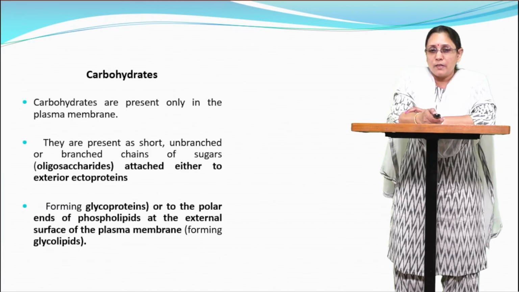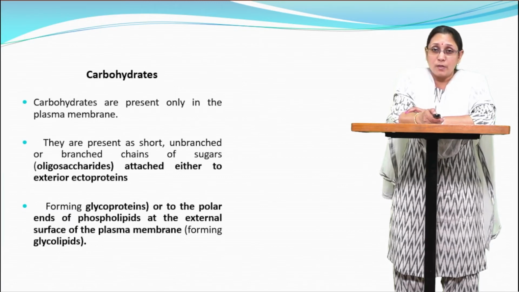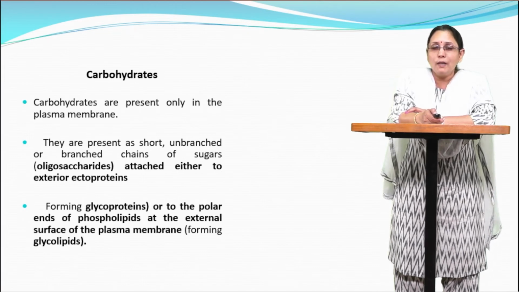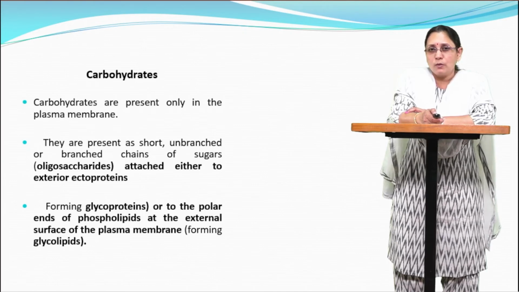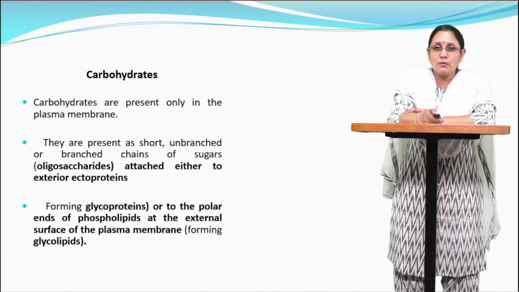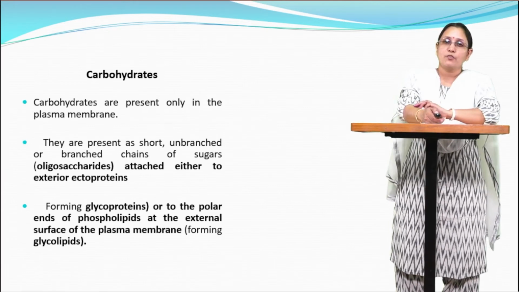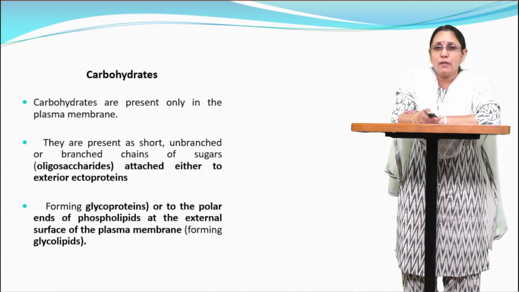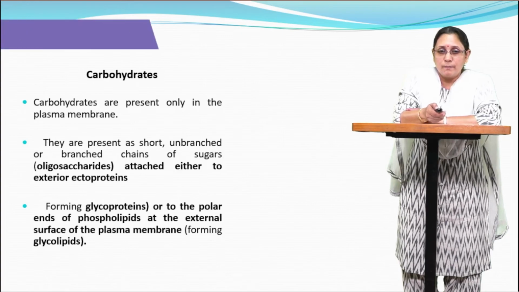Then next to lipids and proteins, we turn towards the carbohydrates. Carbohydrates are present only in the plasma membrane. They are present as short, sometimes branched, sometimes unbranched, small or long oligosaccharide chains. If you observe carefully the structure of the fluid mosaic model, some glycoproteins we saw recently, then some glycolipids are there, etc. Here, this small oligosaccharide chain can be seen in association with the peptides as well as some fatty acid chain.